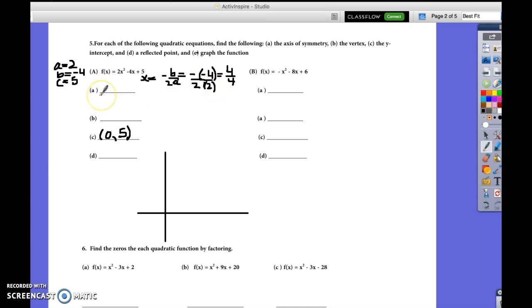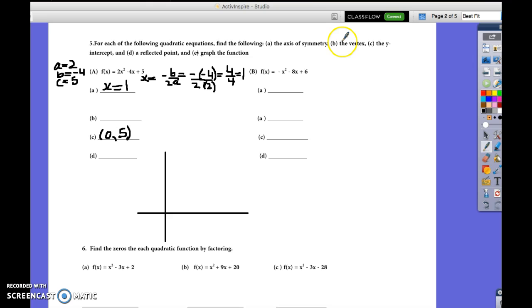So axis of symmetry is, this is going to be equal to 1, as you know. Please don't write 1, because you're going to lose points for that. It's x equal to 1, because it's a line. X equal to 1, that's the axis of symmetry. Okay, so that's done, axis of symmetry.